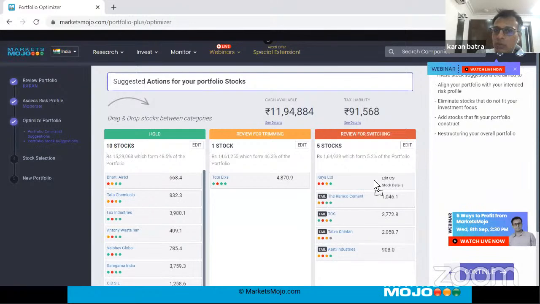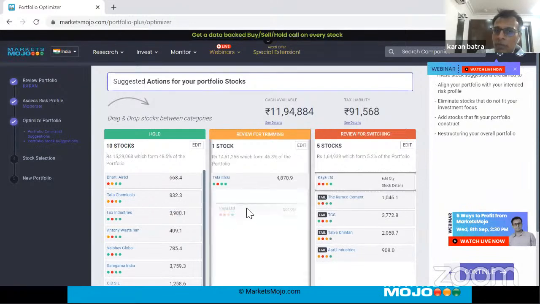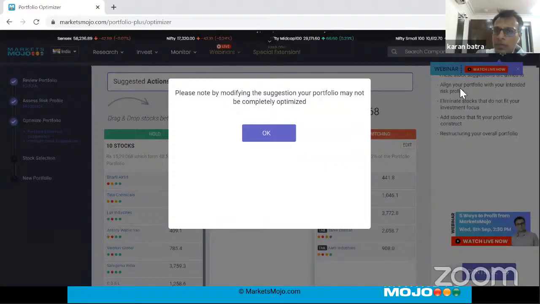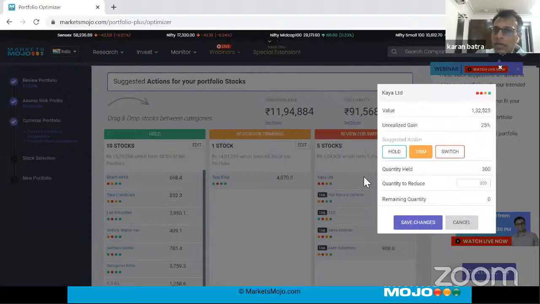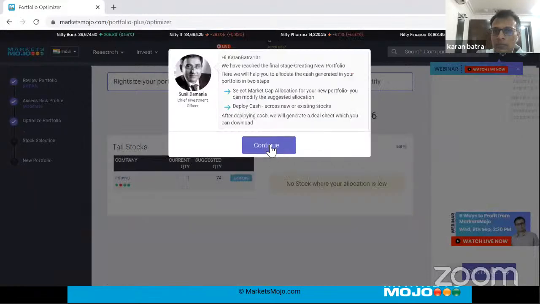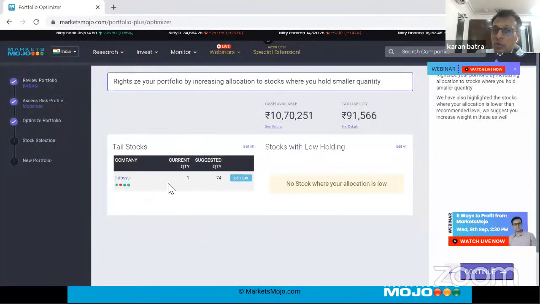Let's say I don't want to sell this, I want to trim this. I can drag and drop it here and put the quantity, or I can continue with it being in sell. This one stock, where I was holding very small quantities of a good stock, I have to increase the shares.